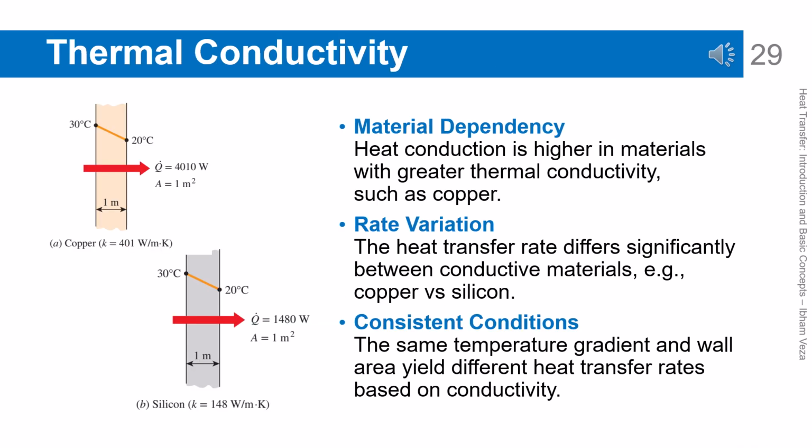Thermal conductivity and heat transfer. Thermal conductivity indicates a material's ability to conduct heat. Materials such as copper have high conductivity, allowing heat to flow rapidly. In contrast, materials with low conductivity resist heat flow. For the same geometry and temperature difference, the heat transfer rate is determined solely by the conductivity value. This is why material selection is very important in thermal design.